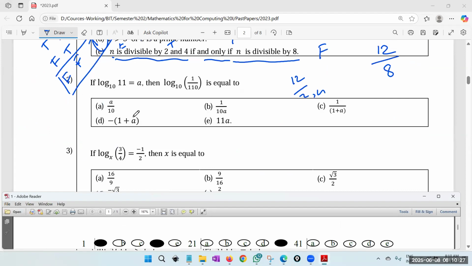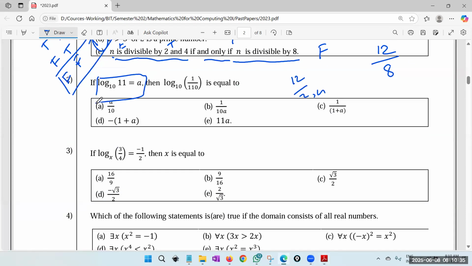If log 10 11 is A, log 10 1 over 110 is equal to. Now log 10 11 is given as A. So the answers are also in A now. Right. So let's write this log 10 1 over 110. So you need to use 11 somewhere now. Maybe 11 into 10. Because I need to get A into this expression.